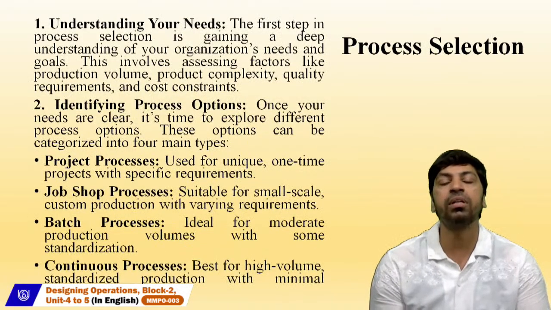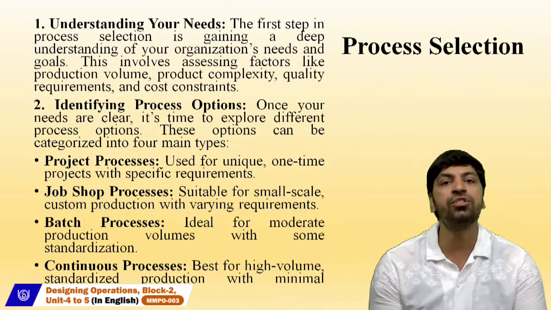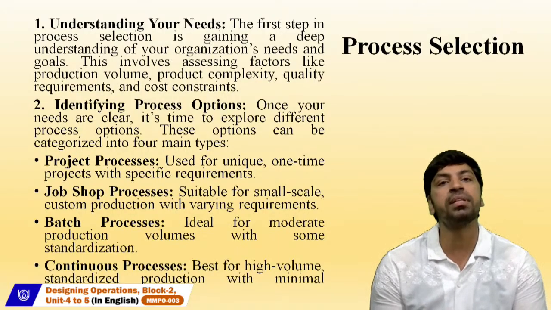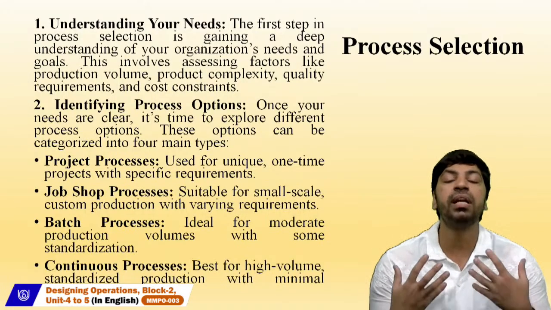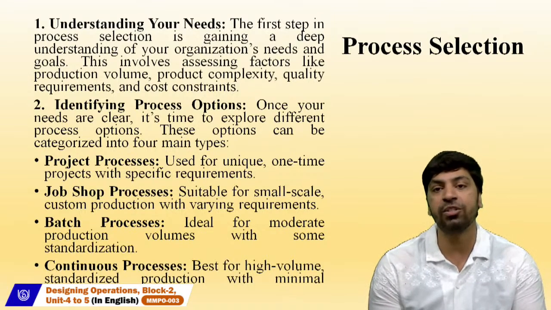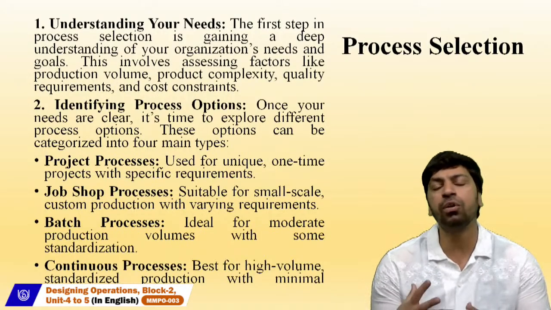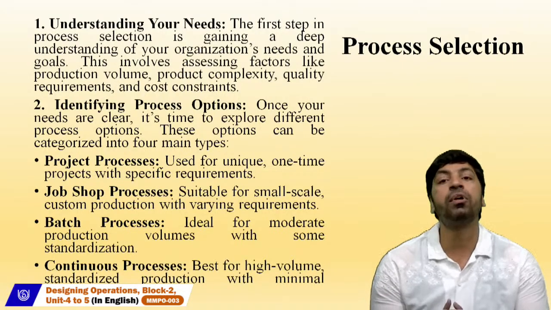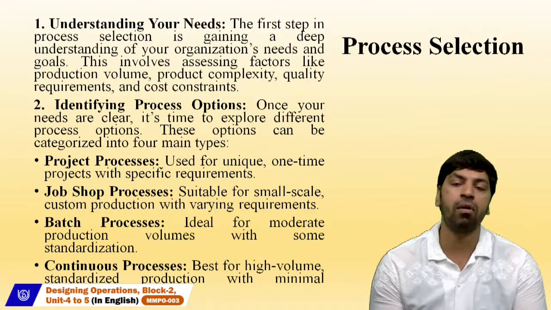Let's talk about the process selection factors. The first one is to understand your needs. The first step of process selection is for the organization to gain a deep understanding of your organization's needs, requirements or goals. It could include plenty of factors like production volume, product complexity, quality requirements, and cost constraints.